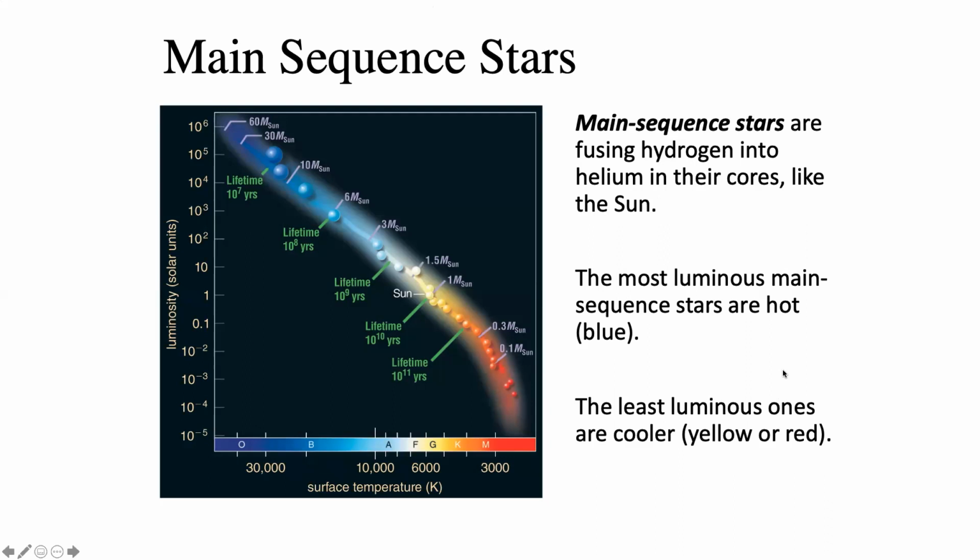Again, just to follow up, the most luminous main sequence stars, so this is the main sequence. Luminosity increases as we go up on the y-axis. The most luminous, the ones with the greatest power output, are the blue main sequence stars. They are the hottest main sequence stars. The least luminous are the reds, oranges, and the yellows. Really, it's the reds that are the least luminous. They're the furthest down on the y-axis.